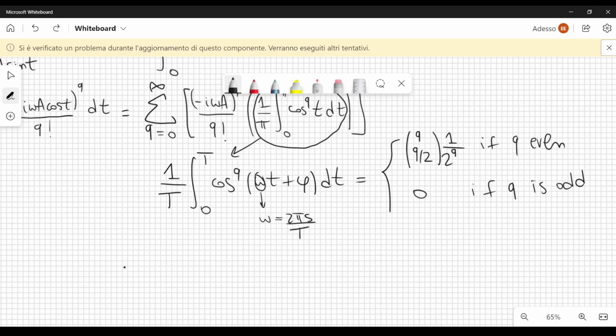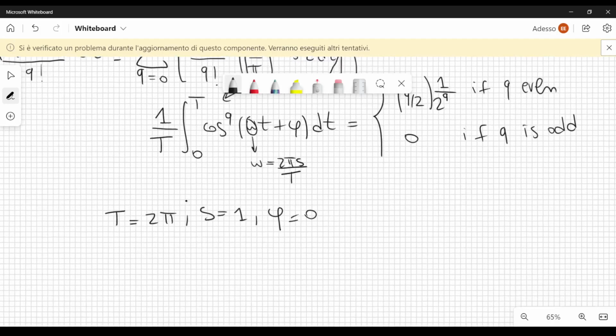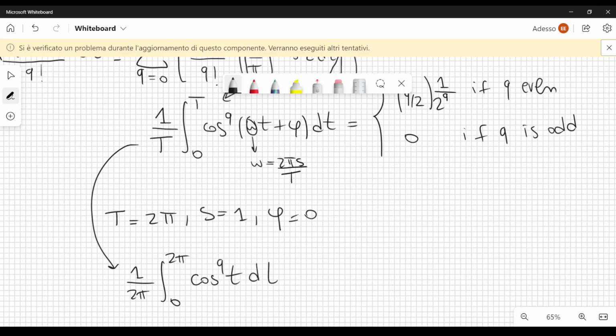And now what I'm going to do is I'm going to choose capital T equal to 2 pi, then I'm going to choose s equal to 1 and phi equal to 0. So this integral here will become 1 over 2 pi integral from 0 to 2 pi and then I have cosine to the power q of t dt. Then, of course, this will be equal to this expression here.